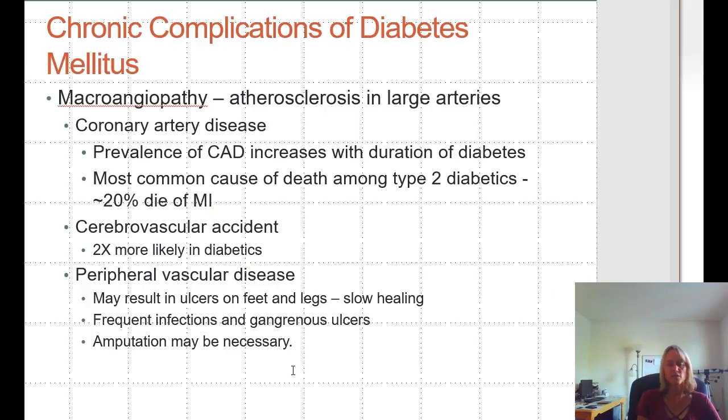Having diabetes makes you 2 times more likely to have a stroke or cerebrovascular accident. And that can also result in peripheral vascular disease, so that's of the small arteries to the legs and feet. And this can result in ulcers and slow healing, frequent infections. This can lead to gangrenous ulcers and could eventually lead to amputation.